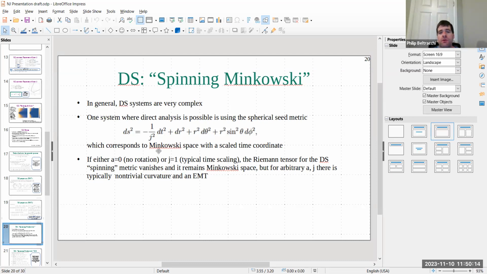If we remove rotation or have our standard time scaling, the Riemann tensor for the spinning metric vanishes and it remains Minkowski space. If we have non-zero A or non-1 J, there's typically a non-trivial curvature and an energy momentum tensor associated with this space-time. As an analogy to the rotating de Sitter name, which had been given by others to the rotating version of de Sitter space, which is obtained using the Gurses-Gursey method, we call this spinning Minkowski.